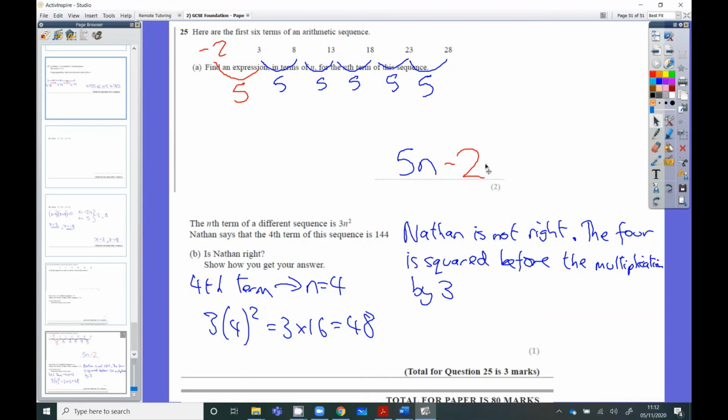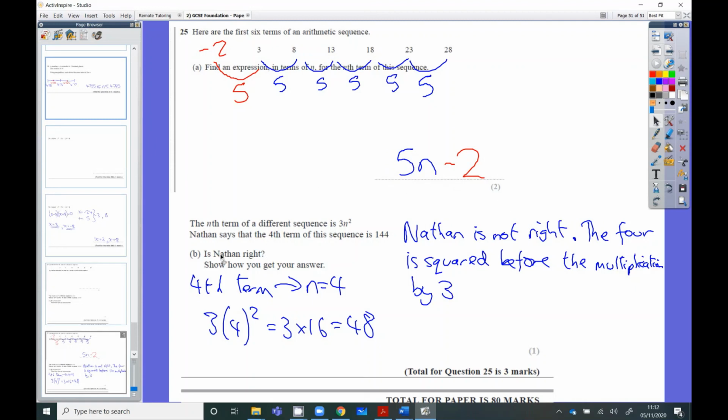This adjustment is what we call the 0th term. It's an imaginary number that would go in front of the first term. So there's the first term, there's the second term. What would be this 0th term? Going right to left, we can see we're going down by 5s. So 3 take away 5 would give us minus 2. So our nth term expression is 5n minus 2.